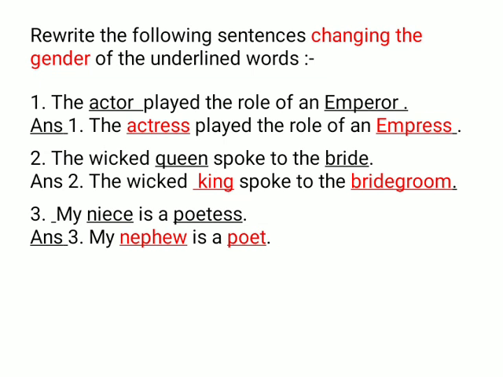Understood? Next, second one. The wicked queen spoke to the bride. Now the underlined words here are queen and bride. We have to change their genders. So we will rewrite the sentence by saying that the wicked king spoke to the bridegroom. Now, again I repeat, the wicked king spoke to the bridegroom. Means the gender word of queen is king and of bride is bridegroom. Both king and bridegroom refer to people.